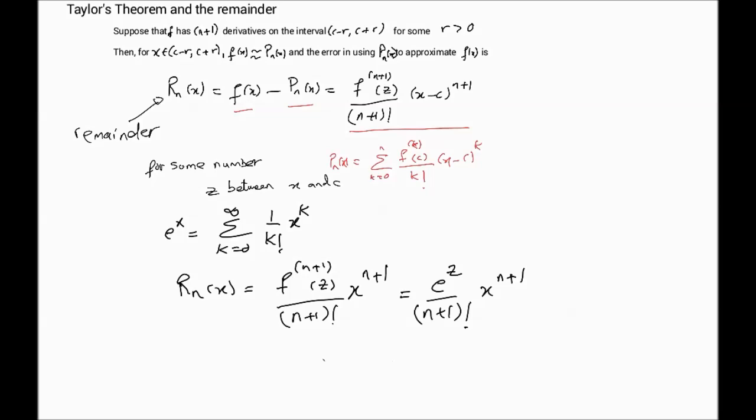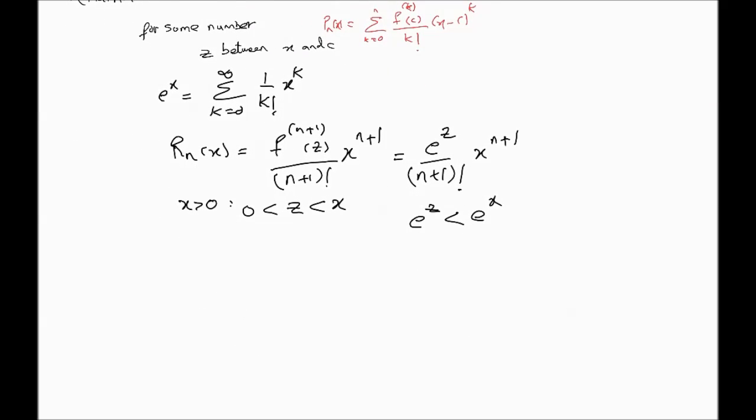So in order to understand that, keep in mind that there are two possibilities. If x is greater than 0, then z would be positive, so it would be between 0 and x in this manner. And that would clearly mean that e^z would be less than e^x, because as x increases, z goes up. So clearly, for x positive, e^z would be less than e^x.